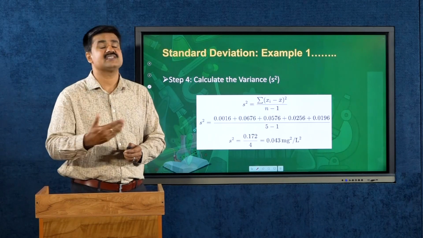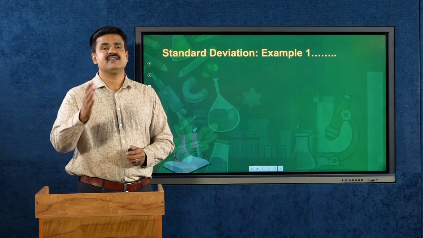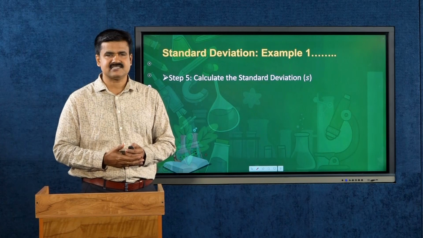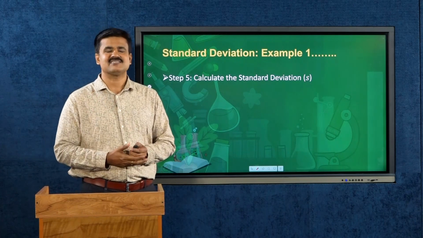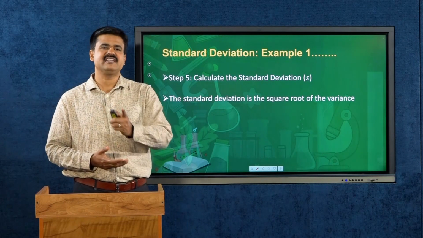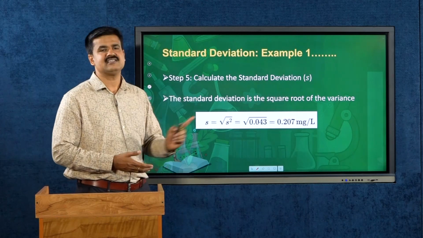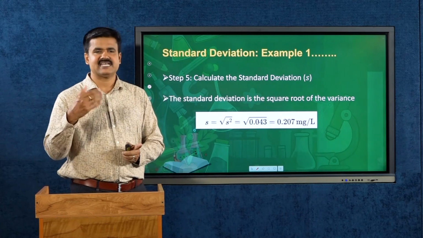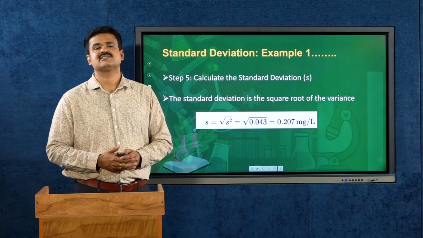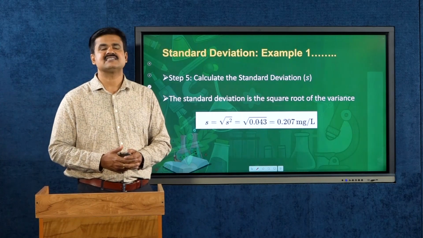Variance is the square of the standard deviation, so the unit is also squared here. And finally, we are coming to the last result, that is nothing but the standard deviation. You know standard deviation is the square root of the variance, and you can calculate the variance already. You have to take its square root, that is square root of 0.043, that is 0.207 milligram per liter is the standard deviation.